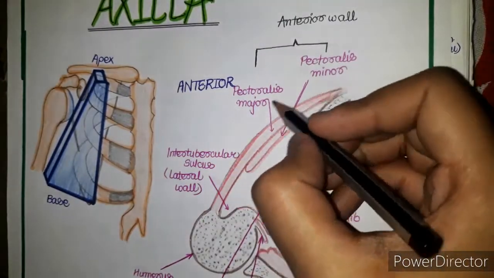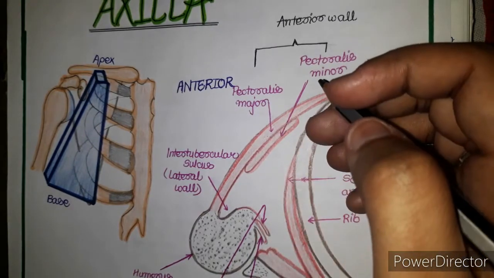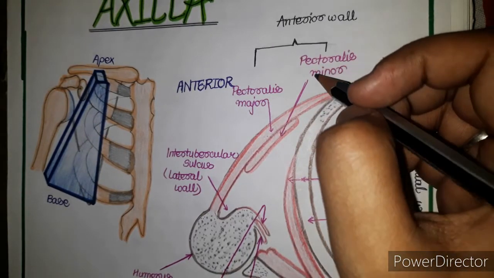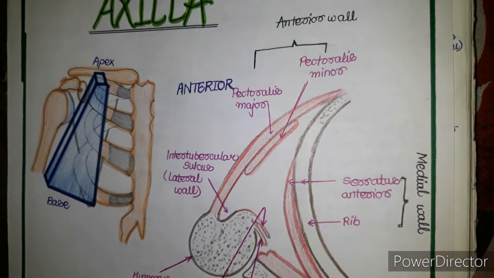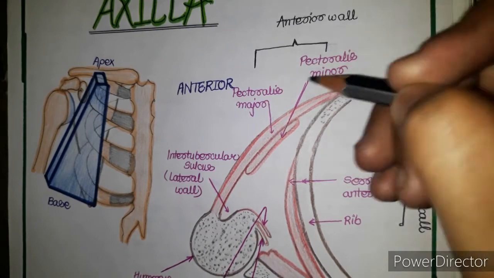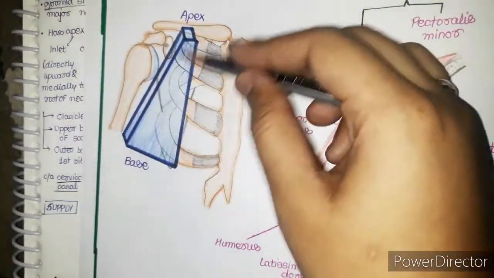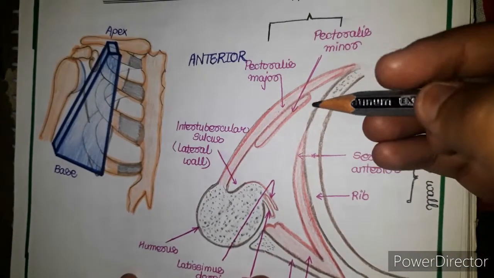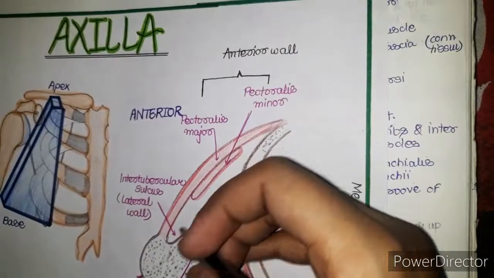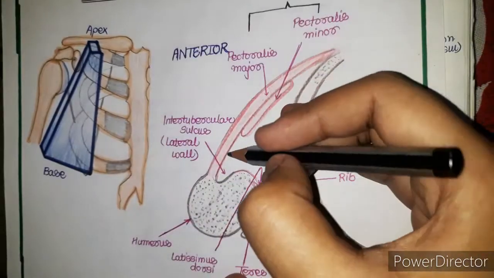Anterior wall is made up of pectoralis major, below that pectoralis minor. Main thing I want to tell here is that pectoralis major and pectoralis minor are the muscles which form our chest. So अभी एक्सिला का जो एंटीरियर वॉल है वो कहाँ है? हमारे चेस्ट में है. तो चेस्ट की मसल ही उसको फॉर्म करेगी, जैसे कि pectoralis major and pectoralis minor. Okay, and the third one is clavipectoral fascia and the subclavius muscle, which is the muscle of clavicle.